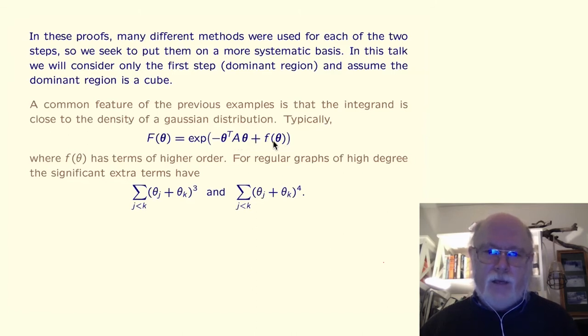And f of theta is some other stuff, which is typically some terms of higher order. For example, in the case of regular graphs, you have terms which are like the sum of the cubes of the pairs of variables and the sum of the fourth powers of the pairs of variables, multiplied by particular coefficients. And in the case of cubes, the coefficient is imaginary, which causes endless trouble.